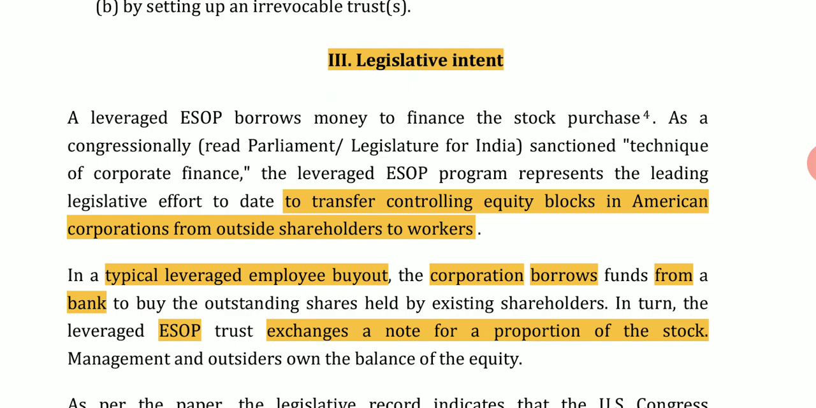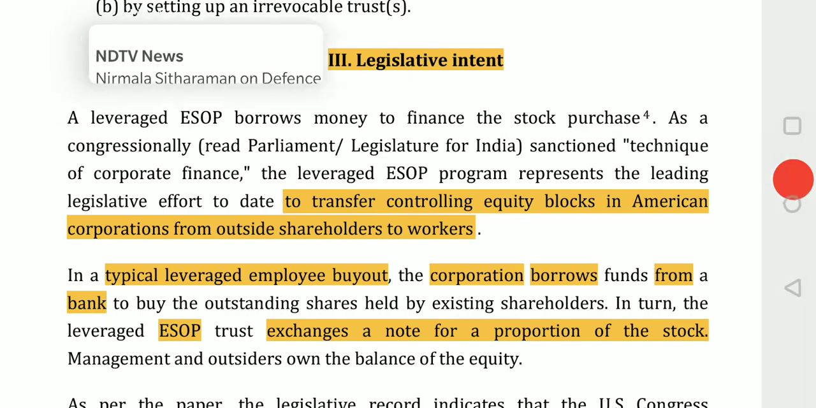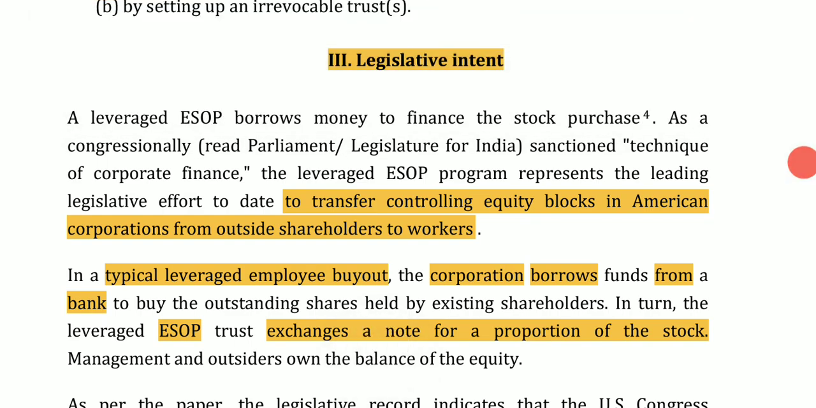The redistribution of income can be done in two different ways. One can be forceful, wherein the legislature can enact tax laws and tax the higher income group to pay higher taxes and then redistribute the income. The other can be a market-driven approach, wherein every employee also has a certain stake in the capital of the company. So this is how the stock option plan came into the picture. In the stock option plan, the idea is to transfer controlling equity blocks in American corporations from outside shareholders to the workers.